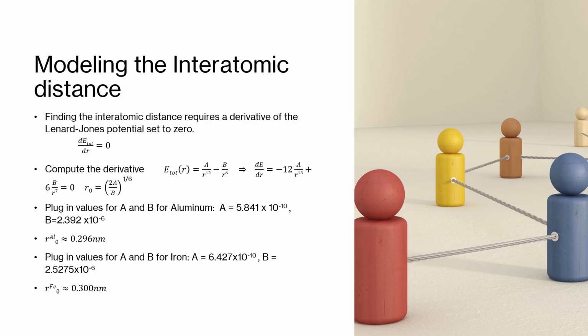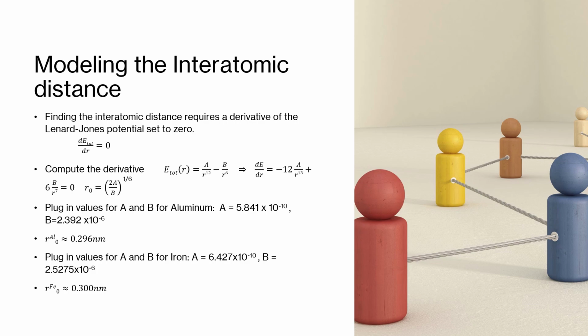Interatomic distance. Finding the interatomic distance requires a derivative of the Lennard-Jones potential set to 0: dE_total/dr = 0. Computing the derivative, we get d/dr equals negative 12A over r to the 13 plus 6B over r to the 7 equals 0.